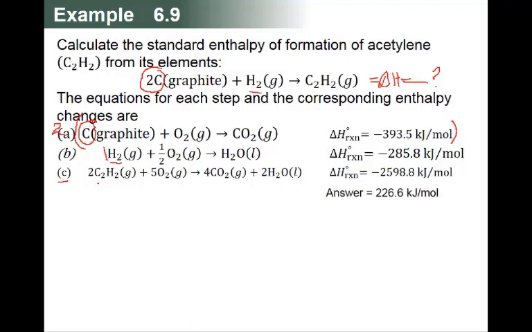Now you see this is acetylene, C2H2. Okay, but this is here in the product form, and this is only 1. So what to do? How to make it 1? We have to divide by 2.